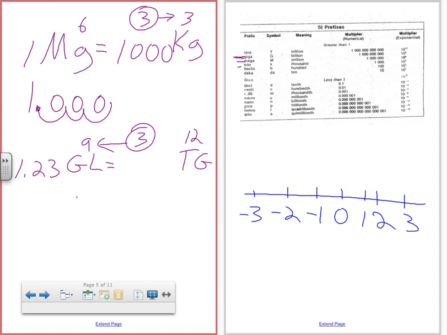So we're going to take 1.23. We're going to move it 1, 2, 3 to the left. Fill in the zeros. So our answer is 0.00123. All right.